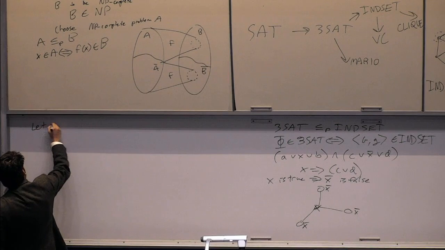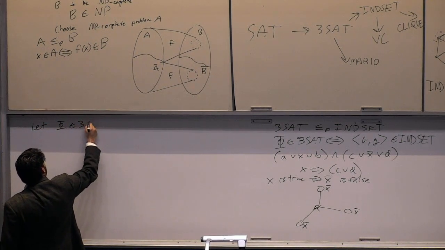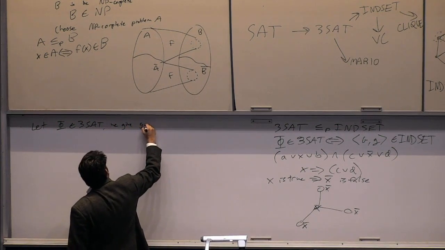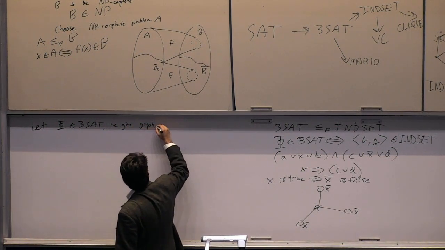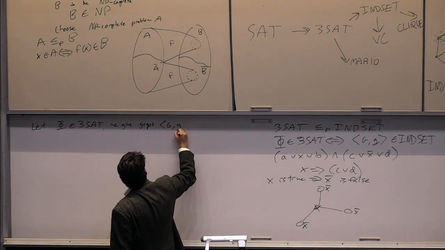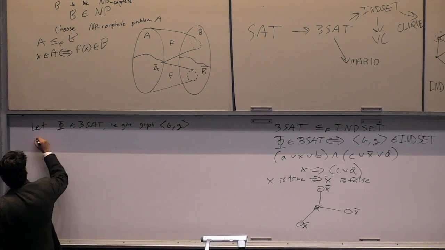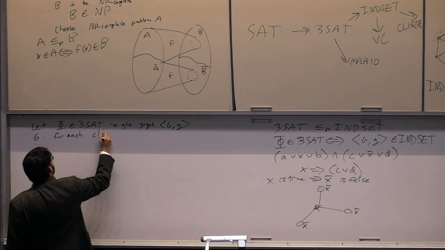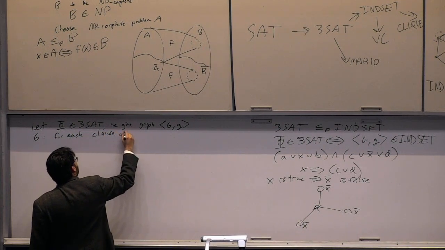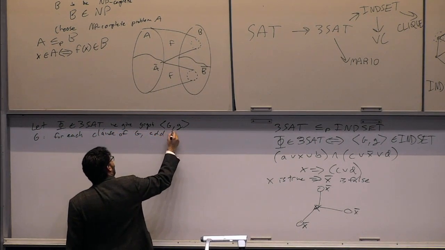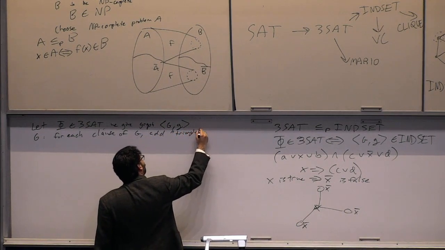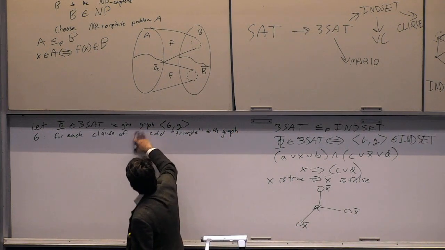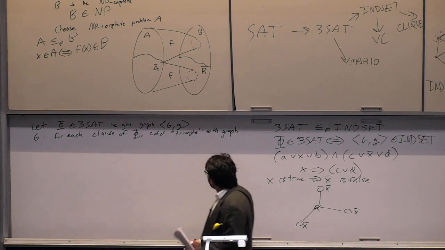So let phi be in 3-SAT. We give a graph and a number, we'll say G and little g. So G is constructed as follows. For each clause of phi, add a "triangle" to the graph. Now, why am I putting triangle in quotes?